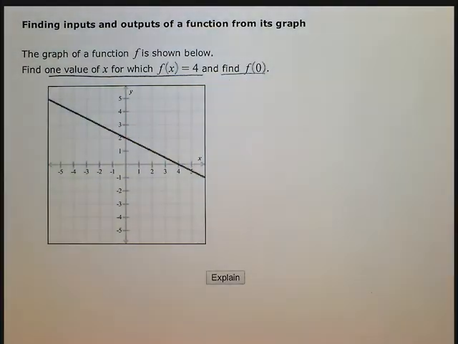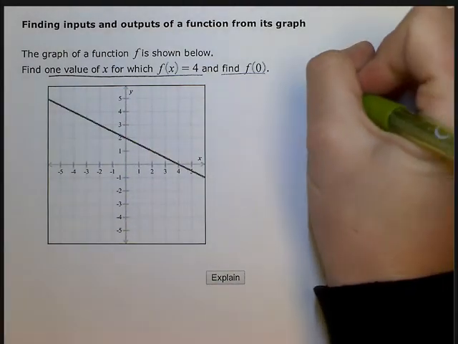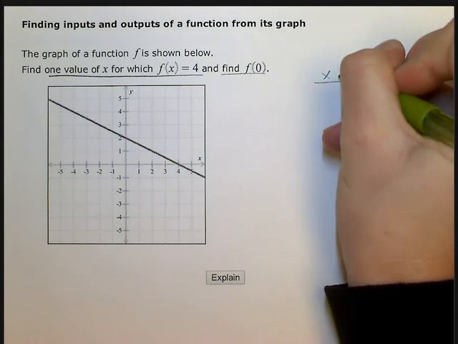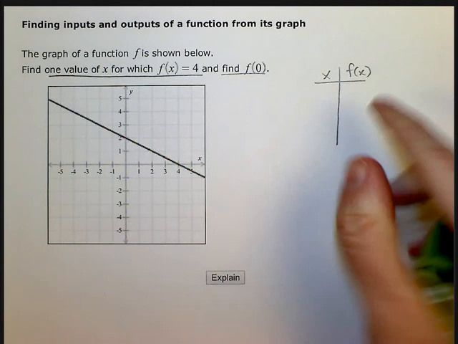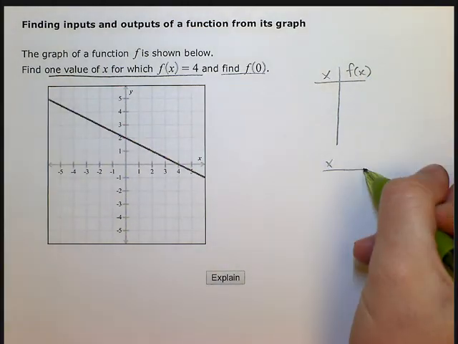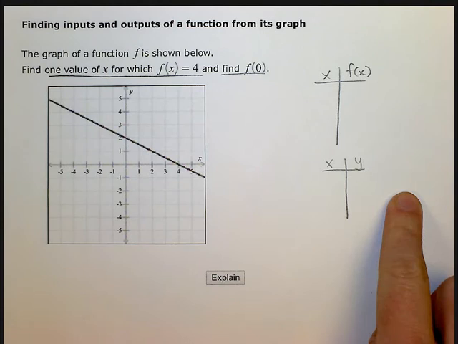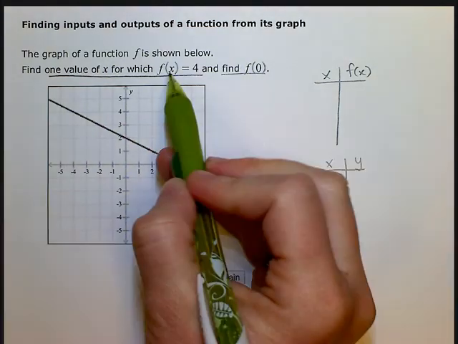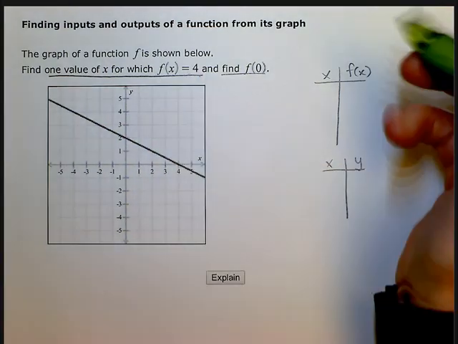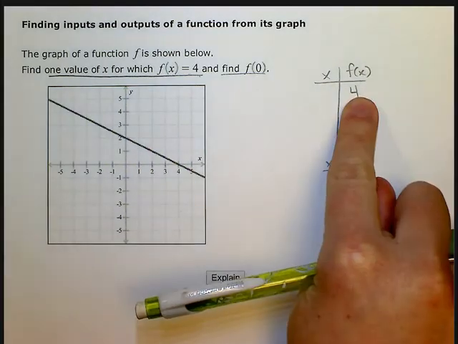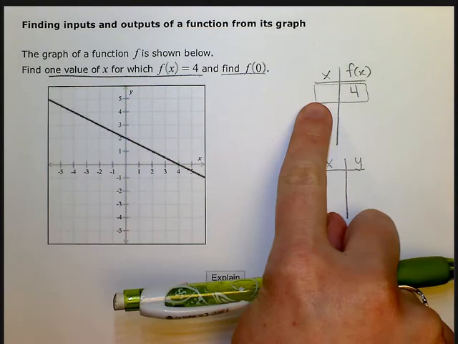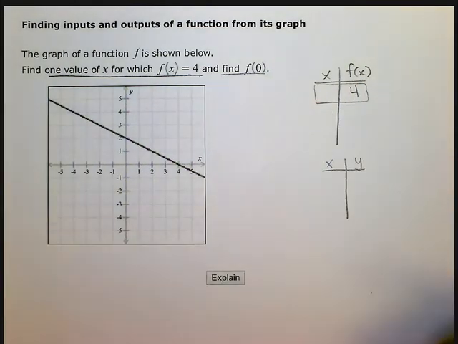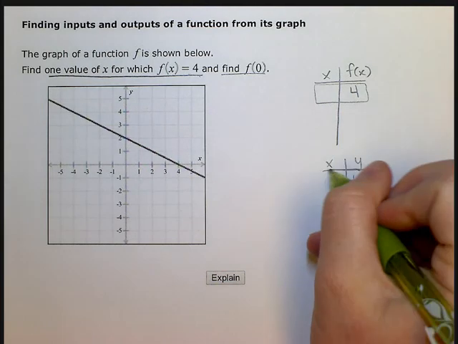Okay, now I'm going to take a brief aside here to help you understand what this question is asking. I want you to think about when we do these t-table charts. We often have the x's on this side and the f of x's on this side. Now before we started using this function notation, we used to make these charts with x comma y. So when this says f of x equals 4, it's saying there's a 4 on this side, and I'm trying to find what it goes with. What x value goes with 4? So we could think about it as y is 4, and I'm trying to find out what x is.